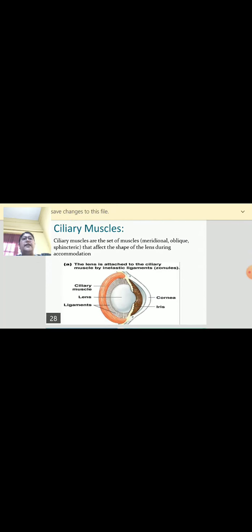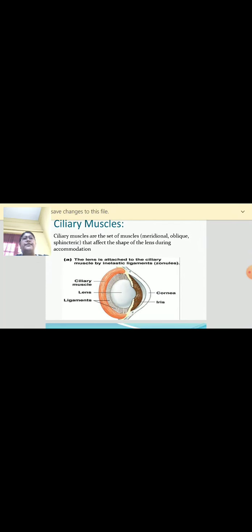The ciliary muscles, these are a set of muscles. These are the three types of muscles: meridional, oblique and sphincteric. They affect the shape of the lens during accommodation. You can see the middle portion is the lens, then we have the orangish portion is the ciliary body, ciliary muscle, and in between we can see spike like structures, which are the ligaments, zonules of the lens.